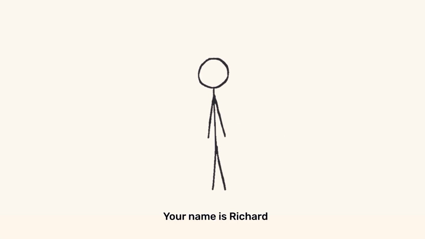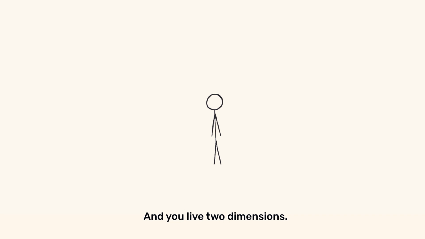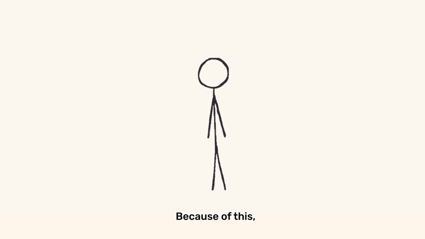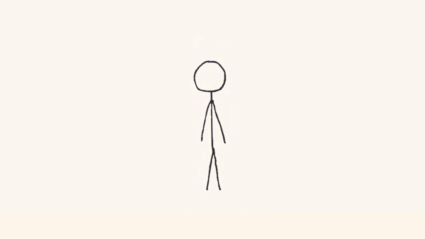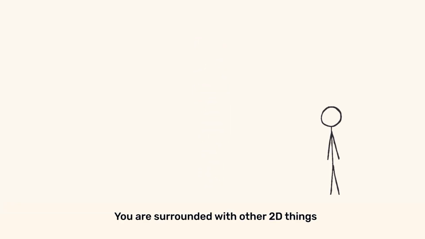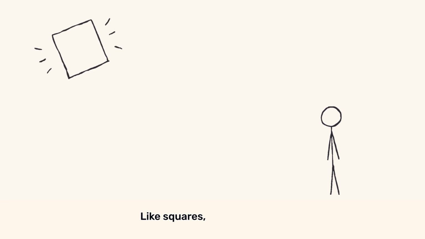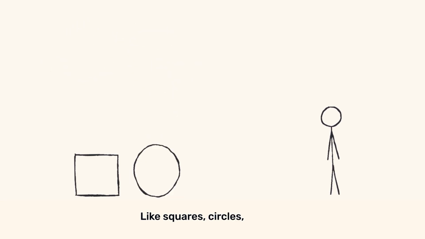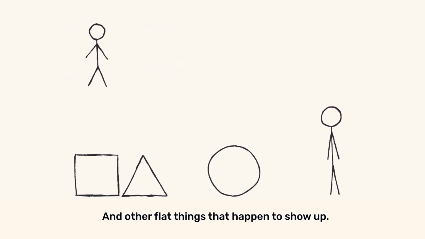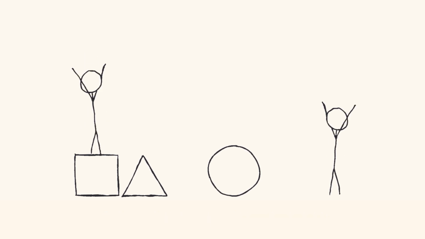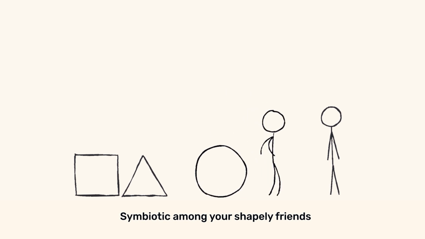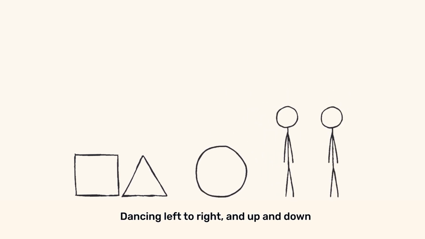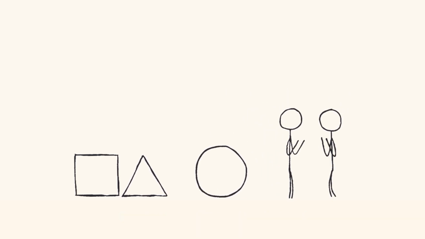Your name is Richard, and you live in 2 dimensions. Because of this, you can only move left to right and up and down. You are surrounded with other 2D things, like squares, circles, triangles, and other flat things that happen to show up. You live this way your entire life, symbiotic among your shapely friends, dancing left to right and up and down.